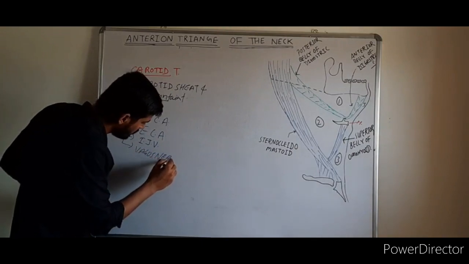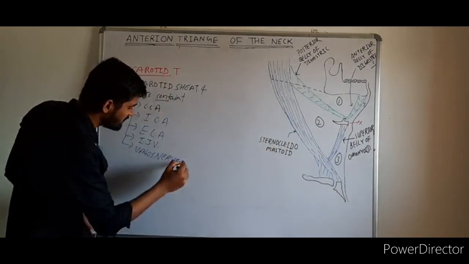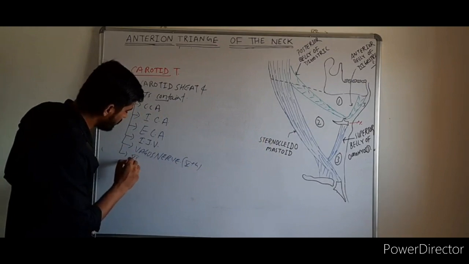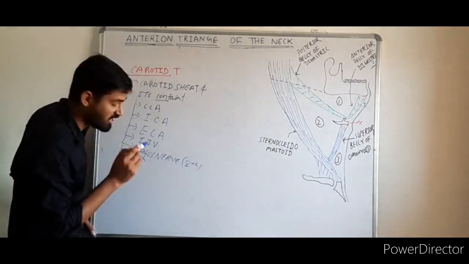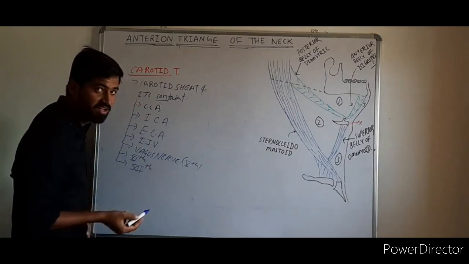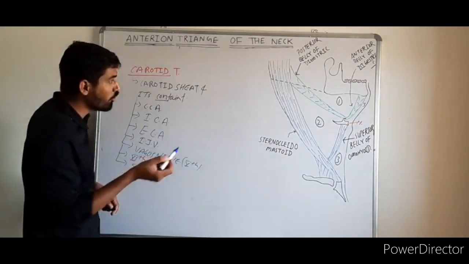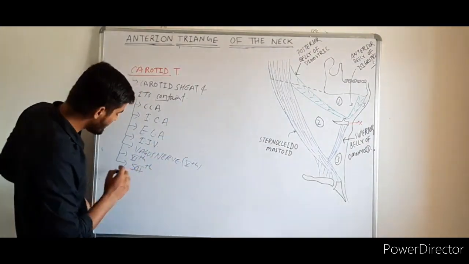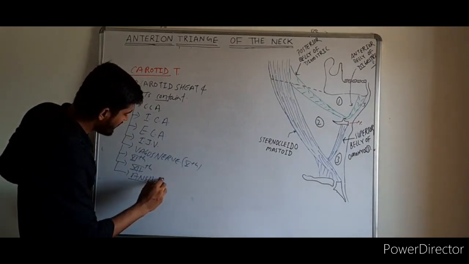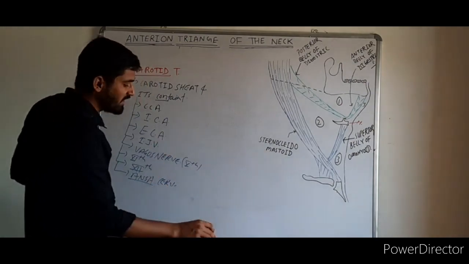Vagus now. Last three now is here. This is the 10th nerve. After that, the 11th nerve, accessory spinal nerve. After that, the 12th nerve, hypoglossal nerve. So these all are the content. And one content we already read. What is that? Ansa cervicalis. So these are the content of the carotid triangle.